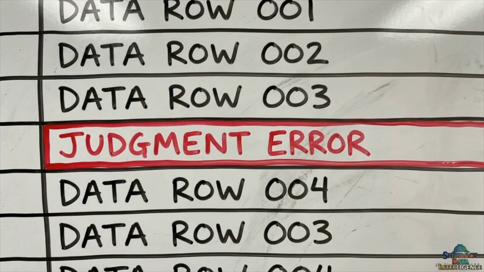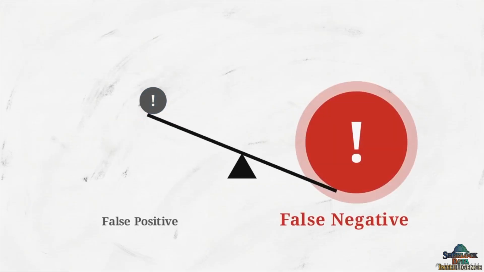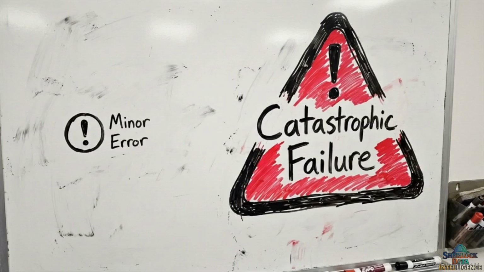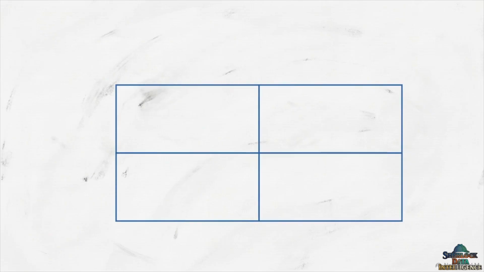Every time a machine learning model makes a judgment, it carries the risk of being wrong. But not all errors are created equal. A system can fail in two entirely distinct ways, and the real-world toll of those failures almost never carries the same weight. To track exactly how our models are failing, we use this 2x2 grid, known as the confusion matrix.